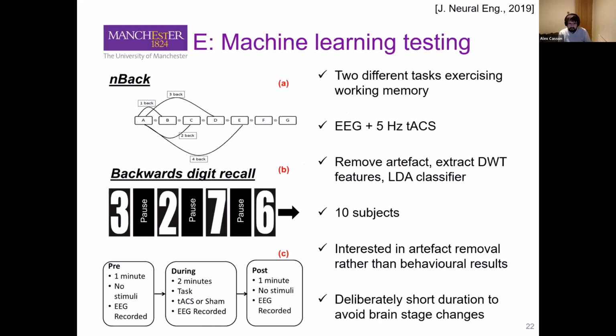And then lastly, what we did was to put some machine learning on this. We used 5 Hertz tACS and 2 different working memory tasks. We got people to do an N-back during stimulation and a backwards digit recall task during stimulation. The idea is that these are very similar working memory type tasks, but also distinctly different tasks. Then we split the data into baseline resting data, EEG during the task, and EEG when stimulating for that baseline.